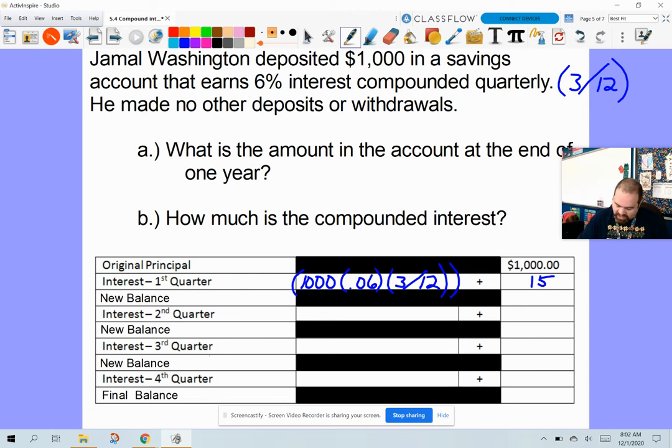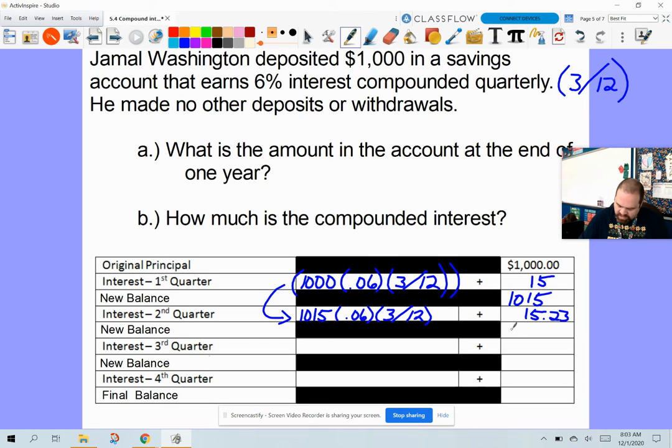So when I start the second calculation, my new balance is $1,015 because that $15 gets added in. So basically, the calculation that I do in the second blank line is the same as the first, but my initial amount is $1,015 instead of $1,000. So he's going to earn interest this time on top of the interest that he's already earned. So he's going to make a little bit more than $15 this go around. So $1,015, 6% interest, for 3 months. This time around, he made $15.23 when I round that.